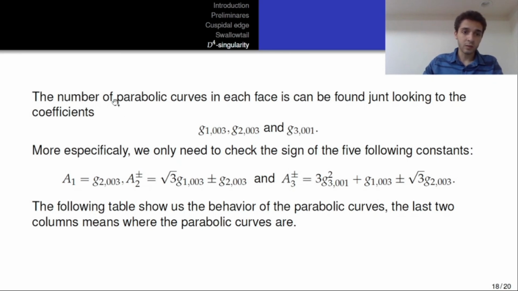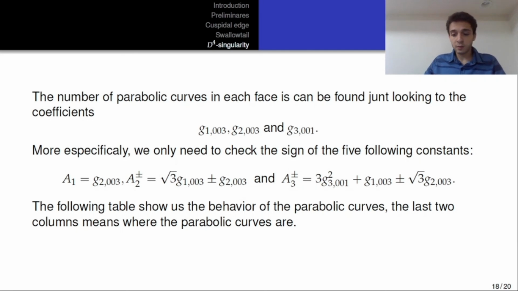Let's explain this table. The number of parabolic curves in each phase can be found just by looking at the coefficients of G1, G2, and G3: the coefficient of Z squared in G1, the coefficient of Z squared in G2, and the coefficient of Z in G3. More specifically, we only need to check the sign of the 5 following constants. These 2 constants, where there is plus and minus, and these 2 constants. So we have 5 constants. We need to check the sign of these functions and this constant.